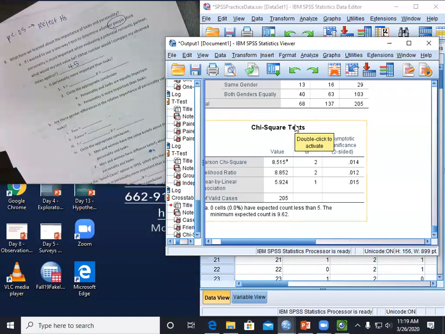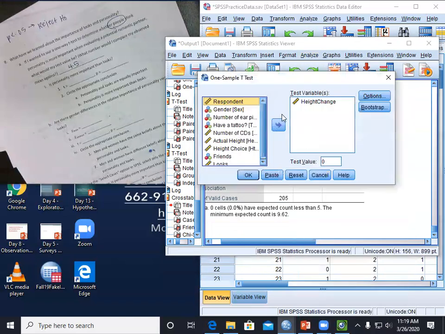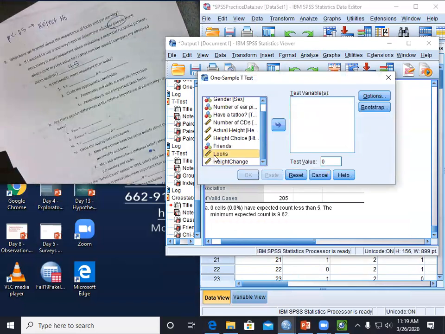If it was a regular 1 to 9 scale, the midpoint would be 5. All right, so to get this one-way t-test, we're going to go to Analyze, Compare Means, One Sample t-test. We're not interested in height change. Now we're interested in this looks variable. All right, how did people answer that question about looks and personality? And we're going to tell SPSS that our test value is 4.5.